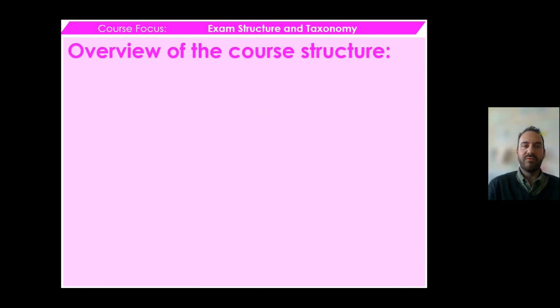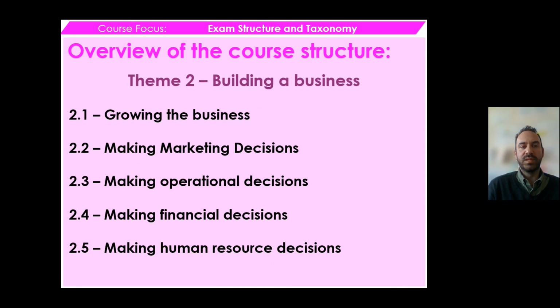And then paper 2 covers theme 2, which is looking at building a business. 2.1 was growing the business. 2.2 was making marketing decisions. 2.3 was making operational decisions, 2.4 is making financial decisions, and 2.5 was making human resource decisions. I know that in class, at the time this was being recorded, we haven't finished all of 2.5, but we will work through it. By the time we have finished it in class, I'll also have another revision video for you for that.